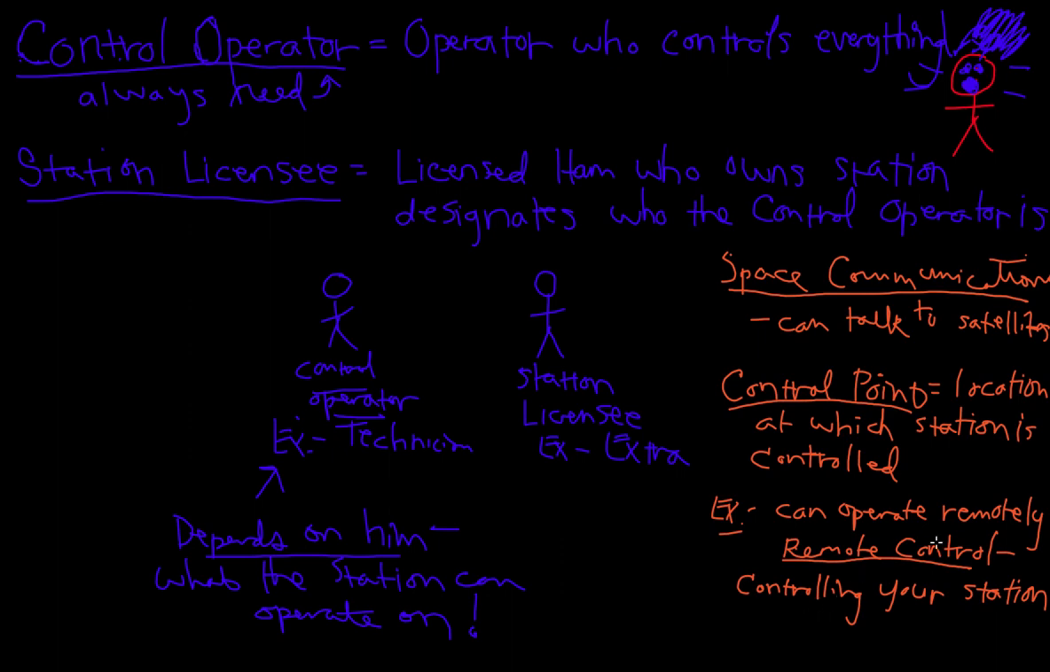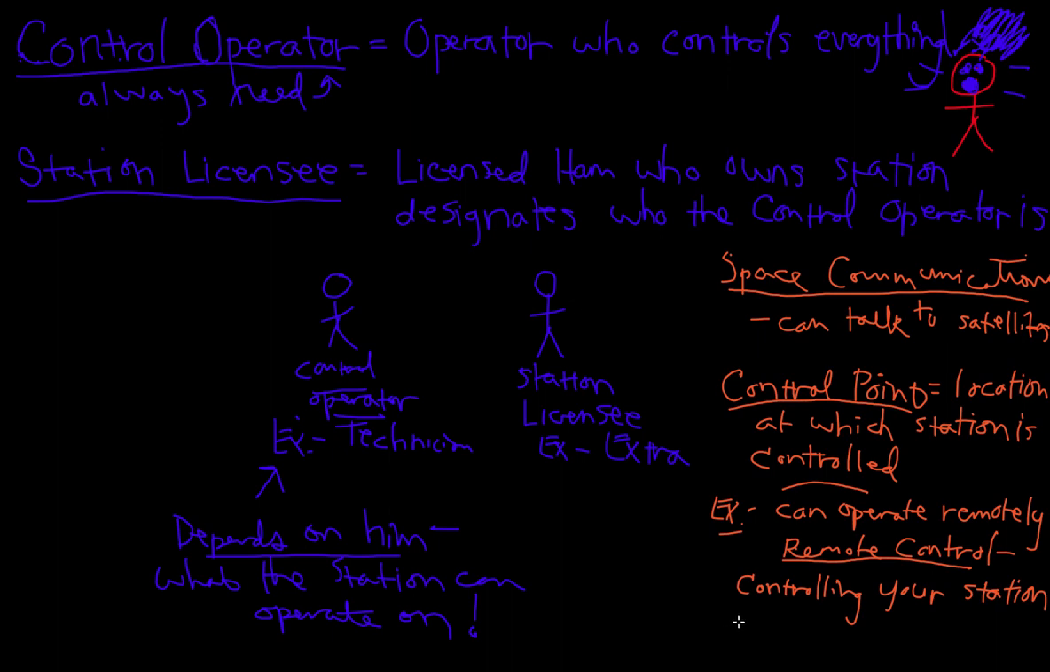So when you're operating remote control in this way and you're controlling your station remotely over the internet, the control point in this situation is still the place where you are controlling everything. So if I'm in Florida and I'm controlling my station in New York via the internet, the control point is in Florida because I'm controlling everything in Florida. That's the control point, the location where I'm controlling the station.